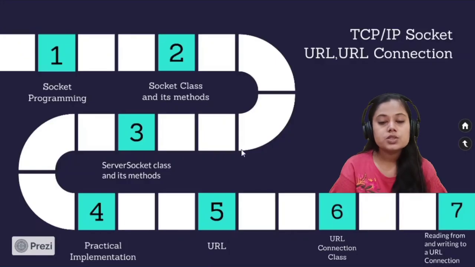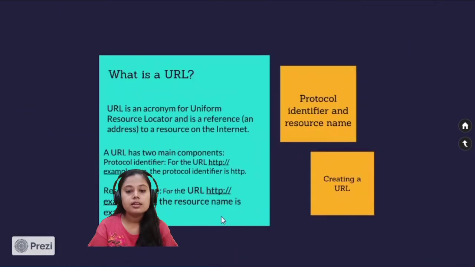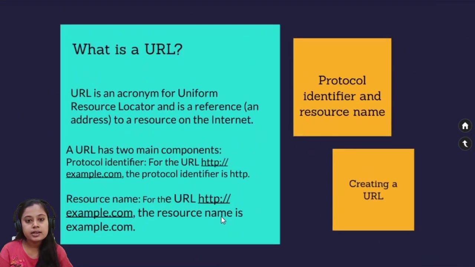The next topic which we are going to cover today is URL. The first question which comes to our mind after listening to the word URL is, what is a URL? URL is an acronym for Uniform Resource Locator and is a reference and address to a resource on the internet. A URL basically has two components, protocol identifier and resource name.